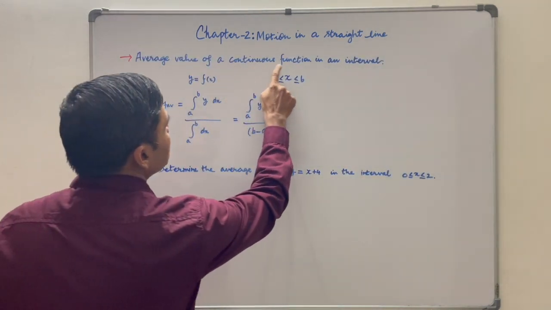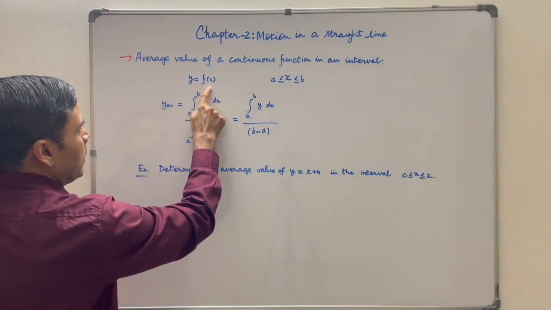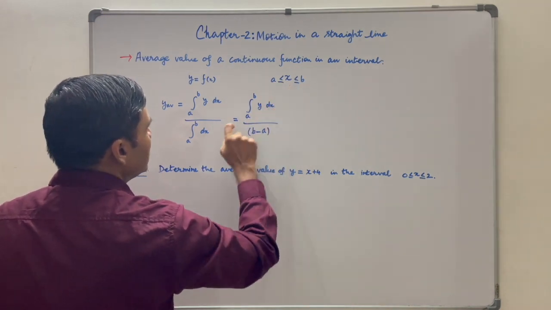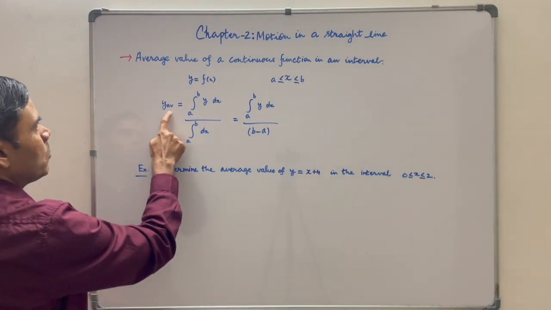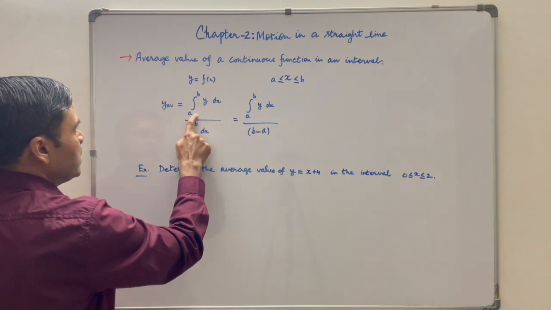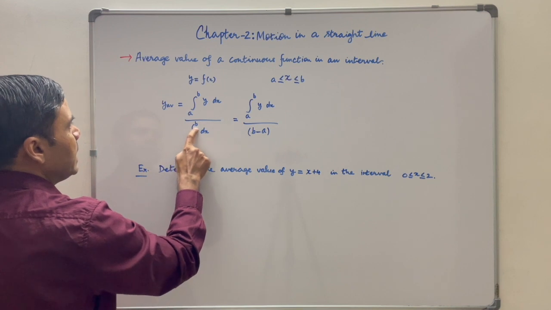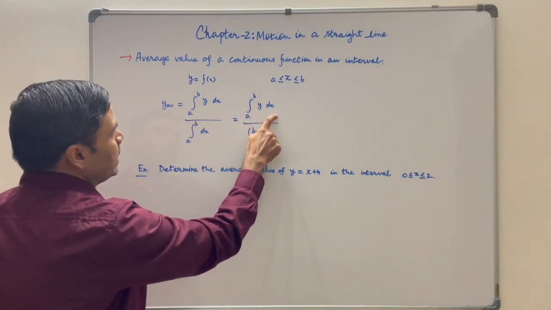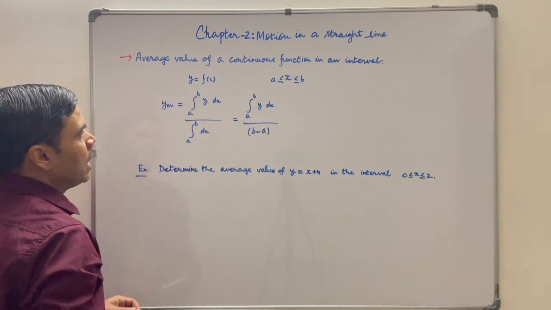Average value of a continuous function in an interval. Consider the function y is equal to fx and the interval is x lies between a to b. So the lower limit is a and the upper limit is b. So the average value of y is given by the formula integration of y dx between limits a and b upon integration of dx between limits a and b. So it will be equal to integration of y dx between limits a and b, divided by b minus a. How?